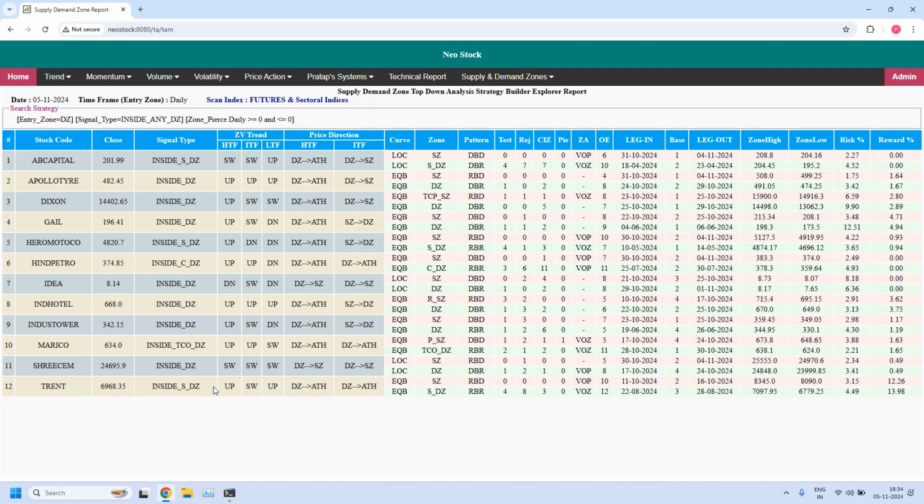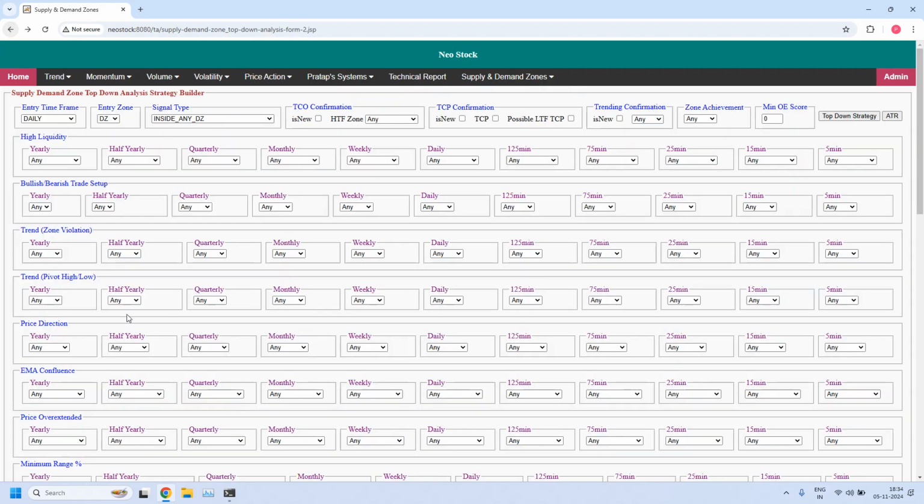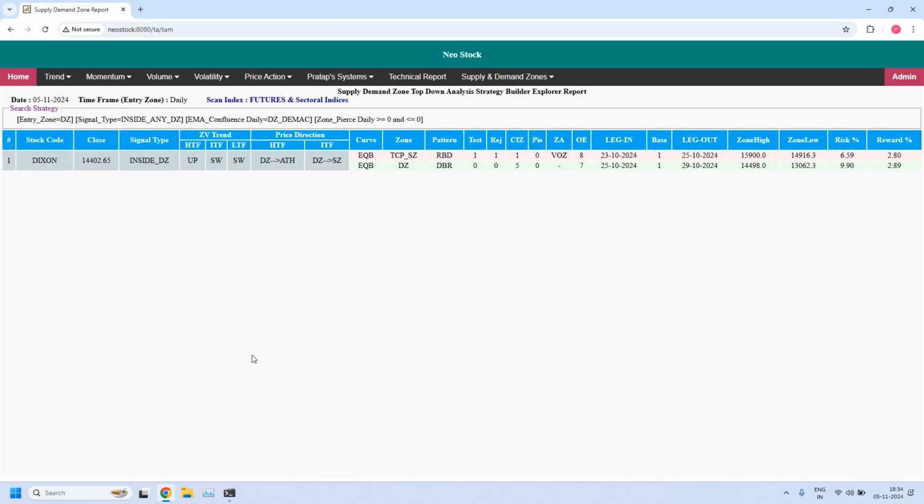In this 12, if any of the stocks are having daily EMA confluence, there could be high probability trade setup related zones. So let's verify in the EMA confluence at daily time frame. We are looking for daily demand zone with the daily EMA confluence. We got only one stock and this is sideways, so you can't use it for bullish trade setup or counter trend trade setups.